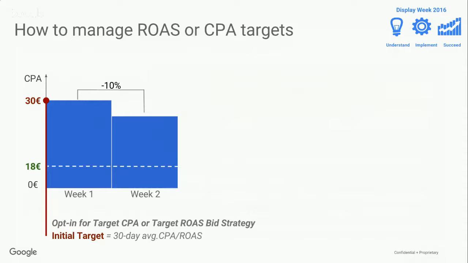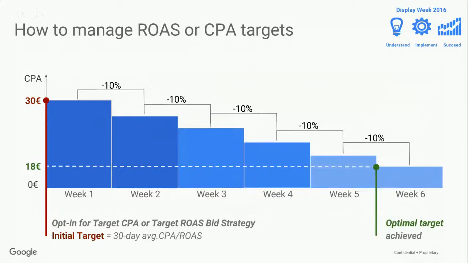So here you will start with 30 euros, then 27 euros in the second week, and so on and so forth, until you reach your actual target CPA of 18 euros.